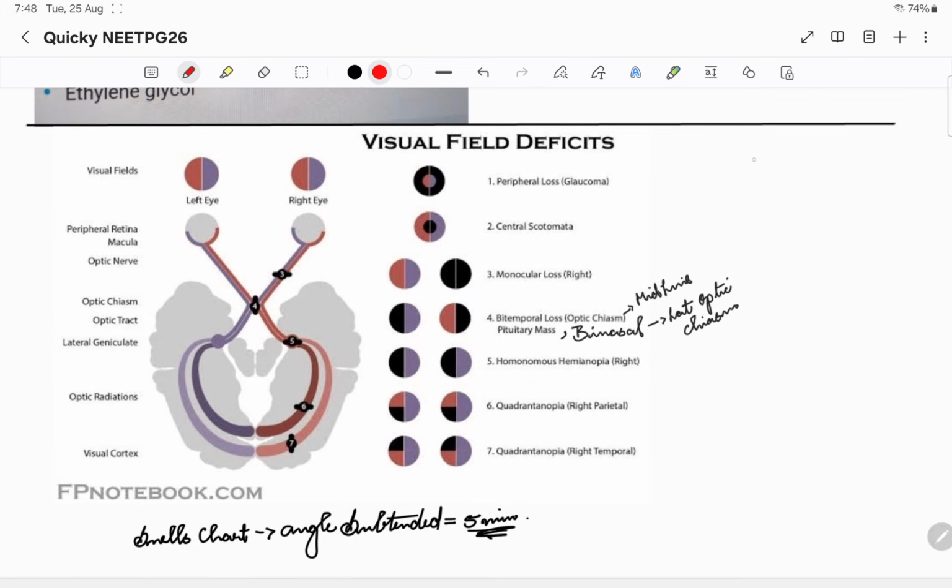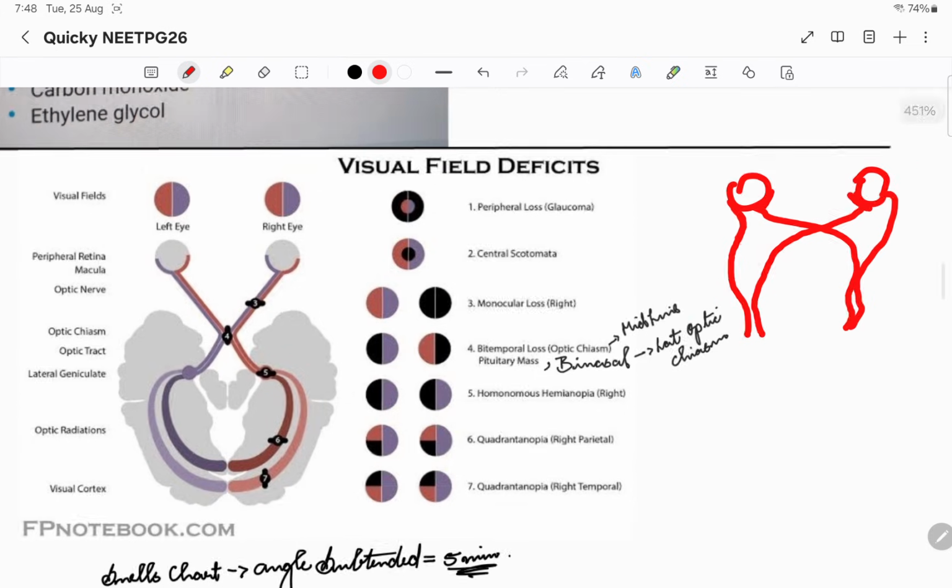See, this is how the signals are being passed. From the lateral side, whatever signal comes in goes to the same side only. From the medial side, whatever signal is coming travels to the opposite side of the brain. Here also, from the medial side, the signal goes to the opposite side. So remember this and your life will be easier.